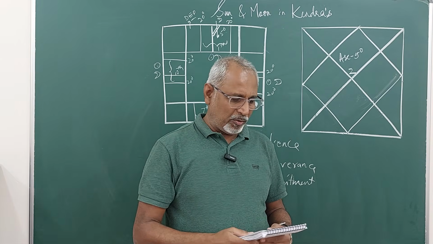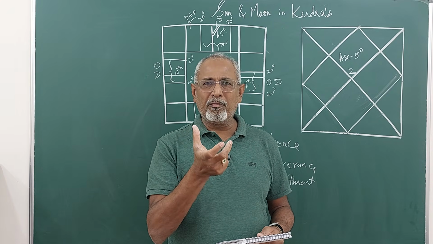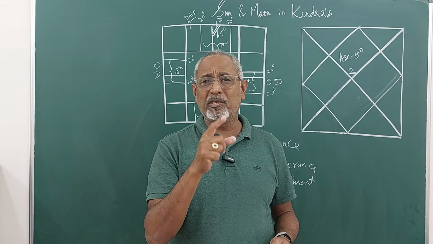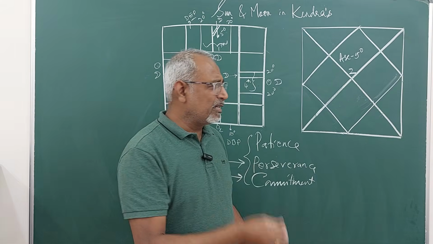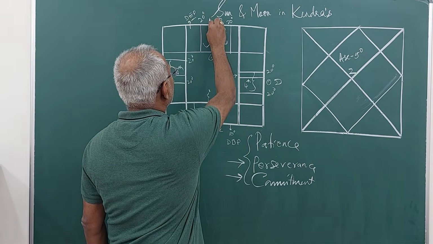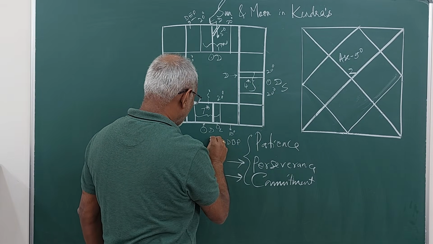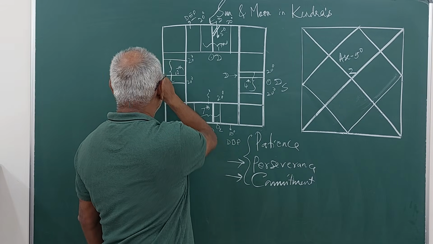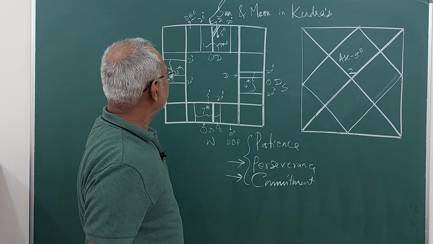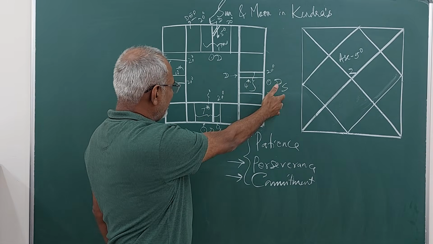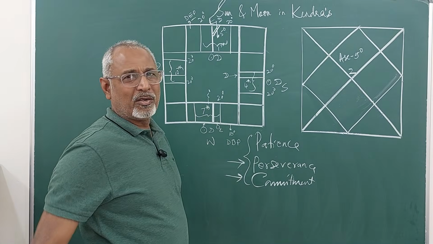So in the first house, sun becomes extremely strong because it is in the east. So what is east? Once again, this is the east. This is the south. This is west. And this is the north. ESWN. So that is how it comes.